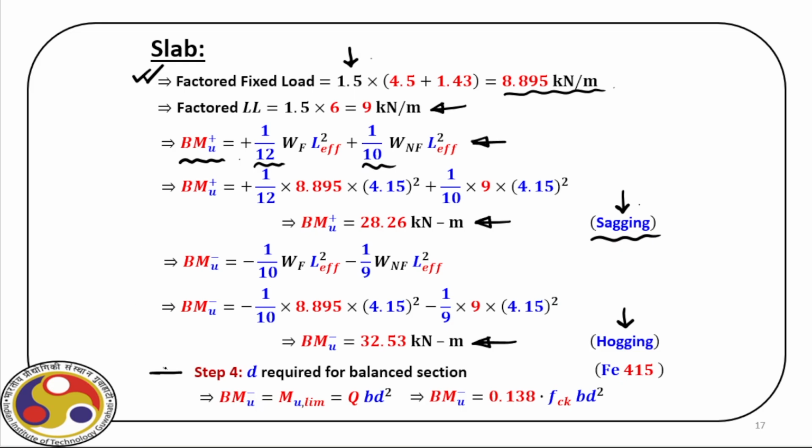For that, we go to step 4. Then for this Fe415, that is the steel that we use, we find out what is the sectional capacity or the moment of resistance for the balanced section. And for that, the formula, if you recall, is QBD square. So for this Fe415 steel, ultimately it turns out as 0.138 times fck BD square, right?